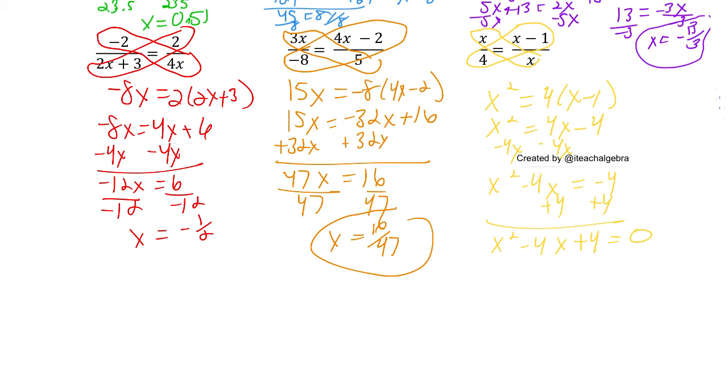From here, you would need to factor. I'm not going to ask you to do that because it's kind of outside of the scope of what we're doing. But if you were to do it, you'd get x minus 2 times x minus 2. And that means your answer is x equals 2.